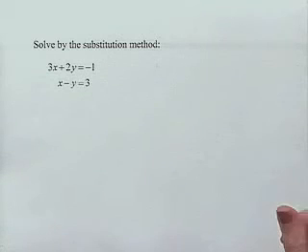Here's another example of working with a linear system. Solve by the substitution method. 3x plus 2y equals negative 1. x minus y equals 3. Step 1 is to solve for one of the variables in one of the equations.